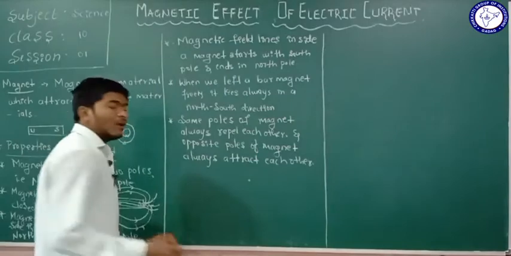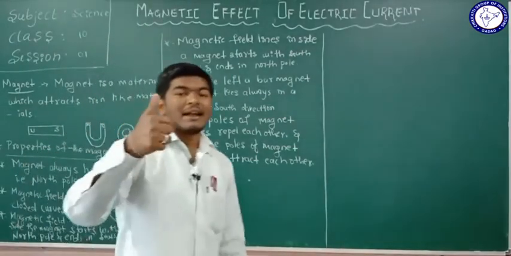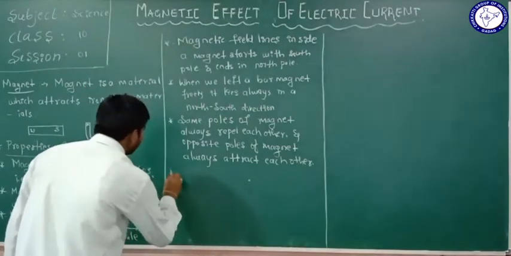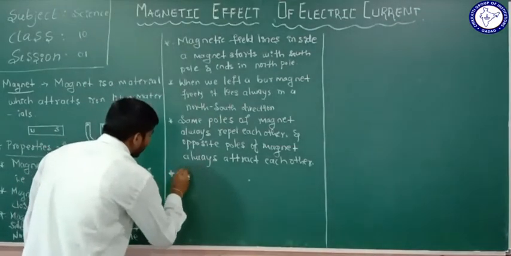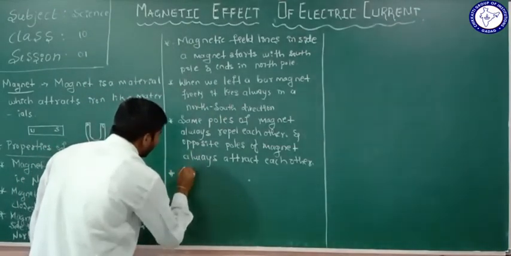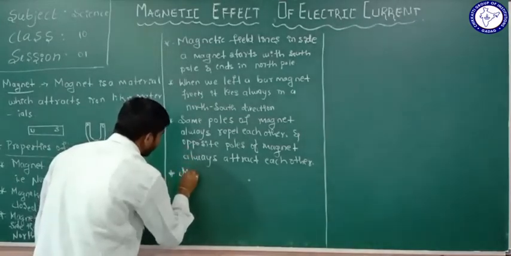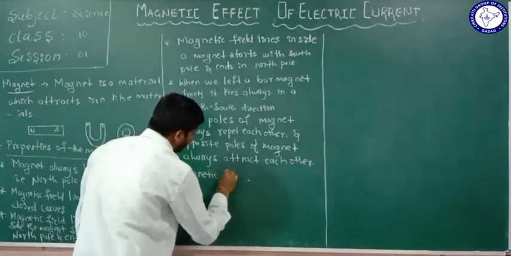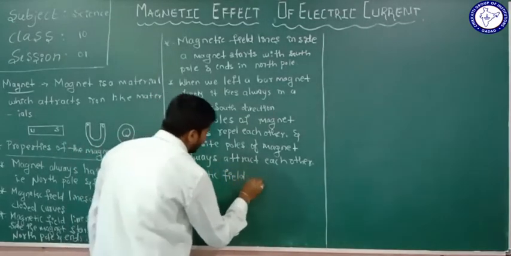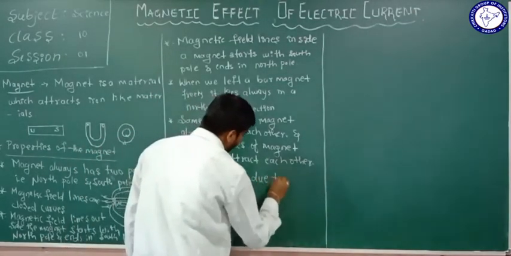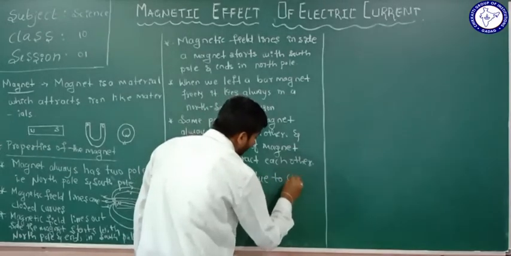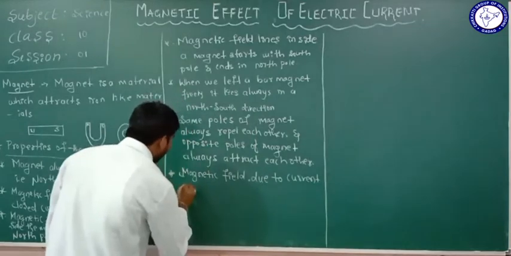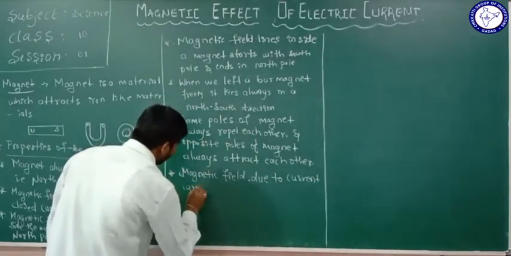See here, by one law that is called the right hand thumb rule. That is, the magnetic field due to an electric current carrying conductor.